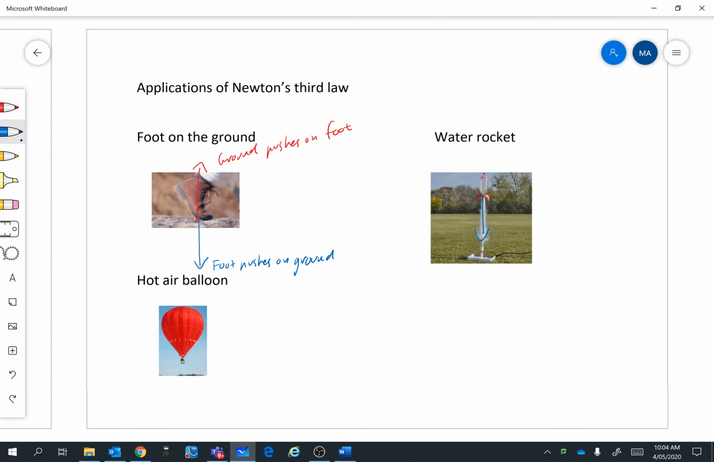So we'll just sort of keep it simple. We'll say that water is being pushed downwards. Now, as a reaction force to that, the water will push back up on the rocket.